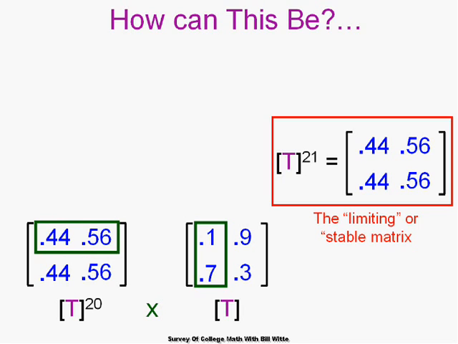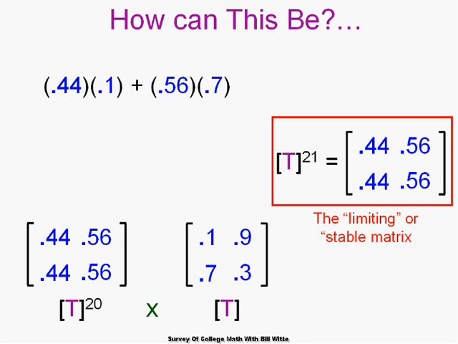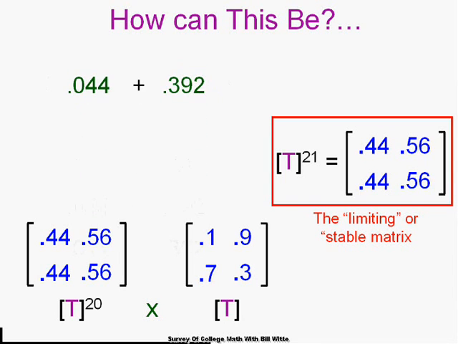First row times first column. It's really going to be 0.44 times 0.1 plus 0.56 times 0.7. And that equals 0.044 plus 0.392. And that adds up to, son of a gun, it adds up to 0.44.